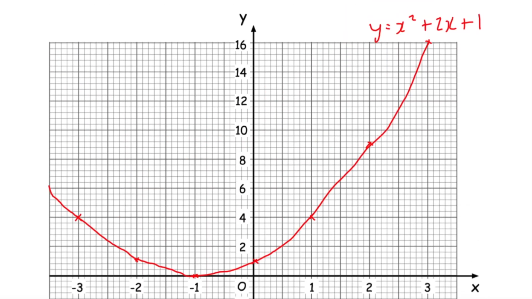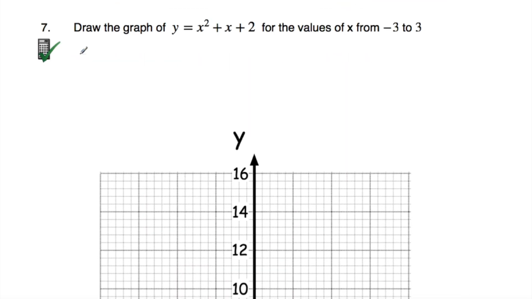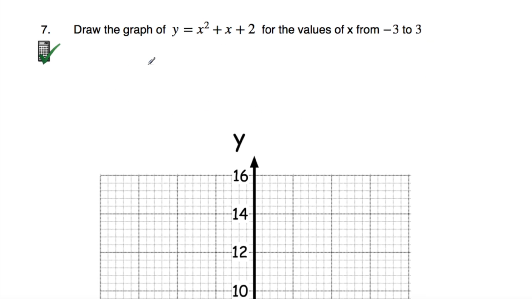And that's it, so let's have a look at our next question, question number 7. We've been asked to draw the graph of y equals x squared plus x plus 2 for the values of x from -3 to 3. Now this time, this question doesn't have an xy table, so we're going to have to make one ourselves. So we're going to do x and y. We're going from -3 to 3, so -3, -2, -1, 0, 1, 2, and 3. So that's our x values, our x coordinates. Now let's find our y coordinates. It's a calculator question, so that's quite nice.